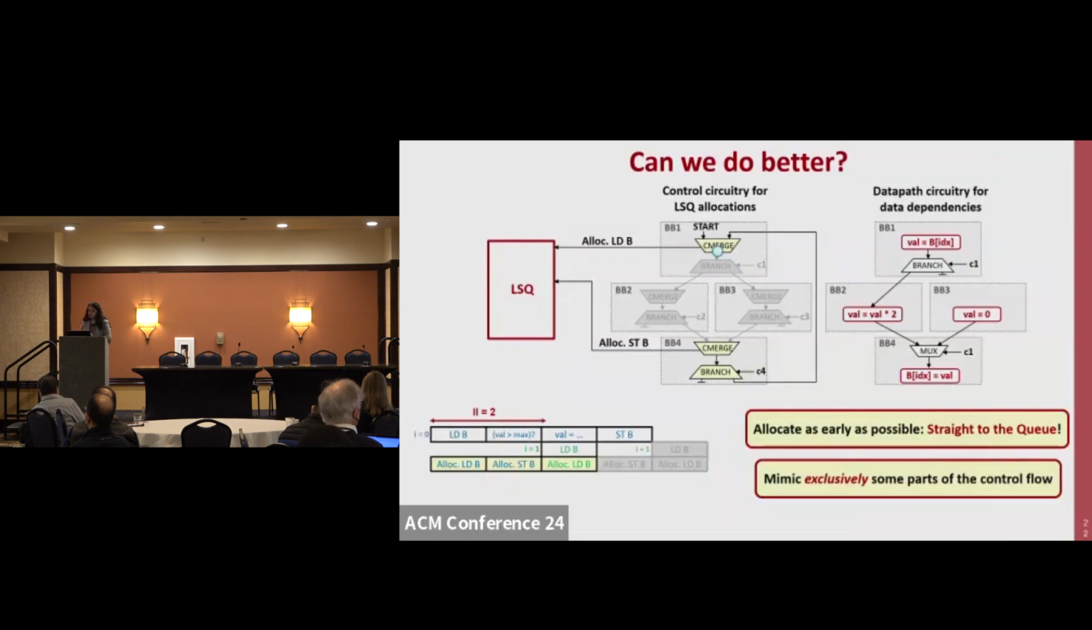And the intuition behind this idea, how could we do so, is, as you can see in the circuit, I grayed out some components that are redundant. I don't need to wait for the condition C1 to be computed. I don't need to wait for C2. I can move immediately from allocating load B in basic block 1 to allocating store B in basic block 4 immediately. And so the idea is to, instead of mimicking the entire sequential control flow, to mimic exclusively the minimum control flow that is needed for you to have the right order. So here you go, directly from BB1 straight to BB4.